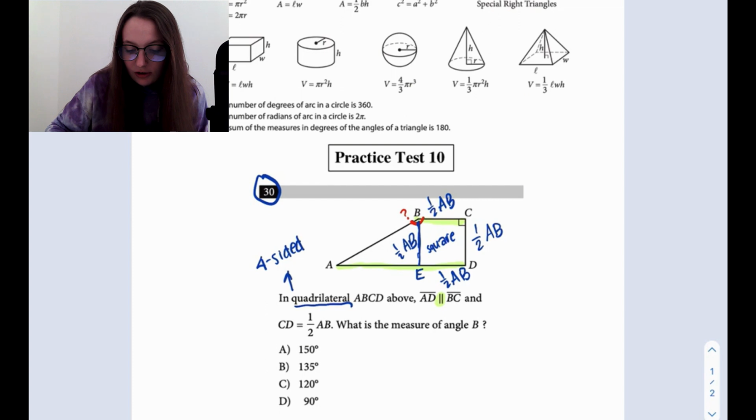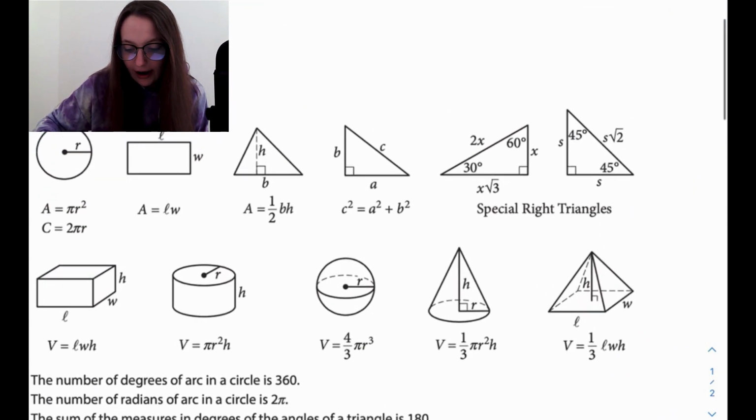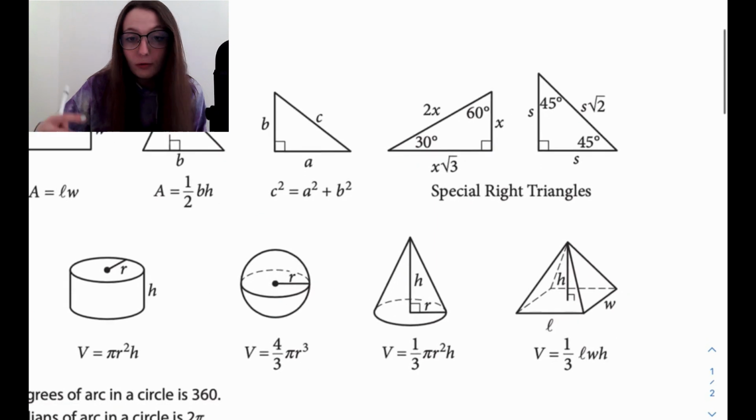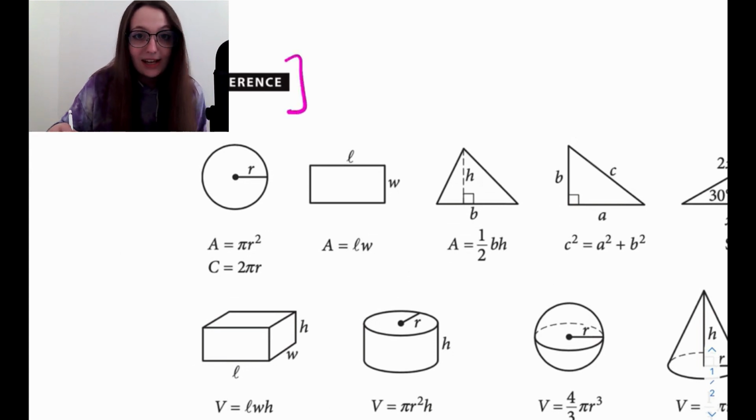Okay, so what I want to know is with special right triangles, we have to know what the relationship is of the sides. And this is all provided for you in the reference table at the beginning of both section 3 and section 4. So you'll have this information. You totally don't need to memorize it. You just got to know how to work with it.